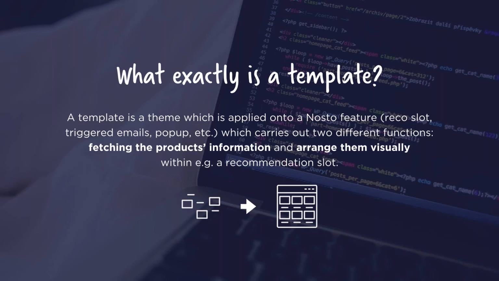So a template is a theme, so to say, which is applied onto a Nosto feature, and could be a recommendation slot, trigger emails that we are going to see in the next webinars, or pop-ups, which carries out two different functions. The first is to fetch the product information, and the second, and most important, is to arrange them visually within the recommendation slot in this case.